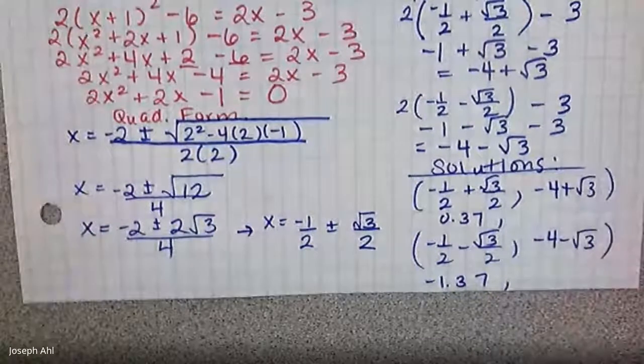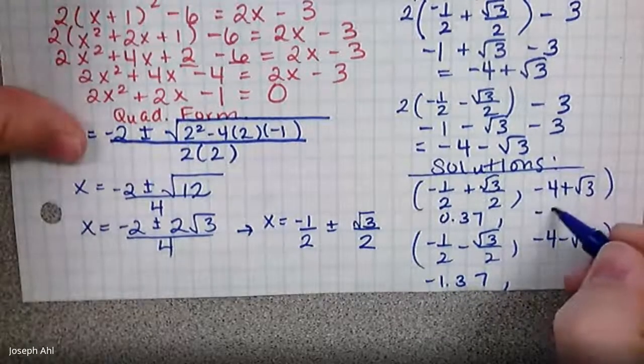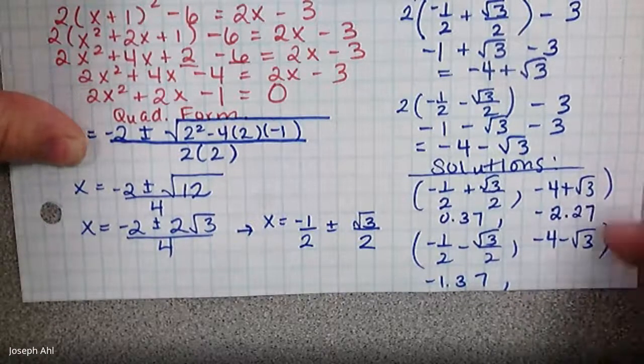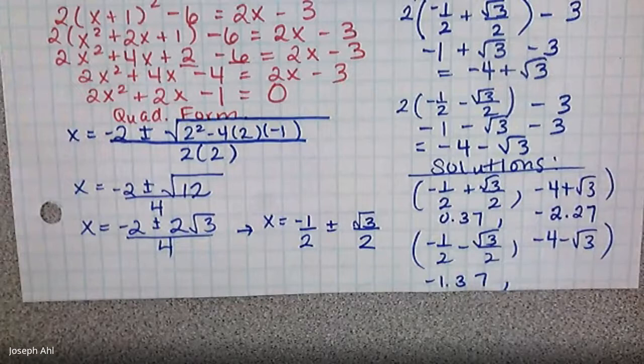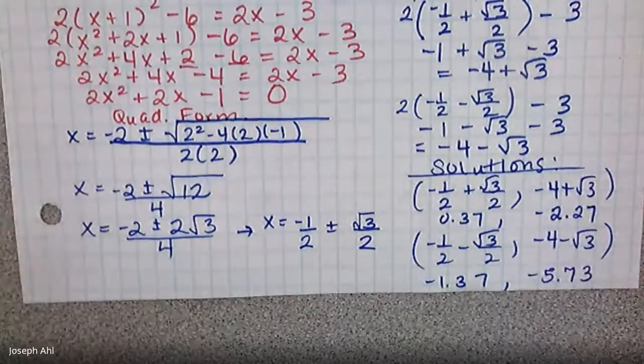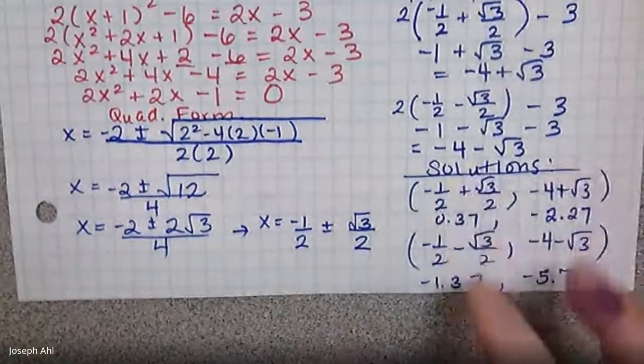Okay. For the y values, -4 plus radical 3. And then there's a reason why I'm doing this. I'm going to check it on my calculator. -2.27 and -4 minus the square root of 3 is -5.73. So what I'm going to do in a moment here is I'm going to check on my calculator that these are in fact the correct solutions.